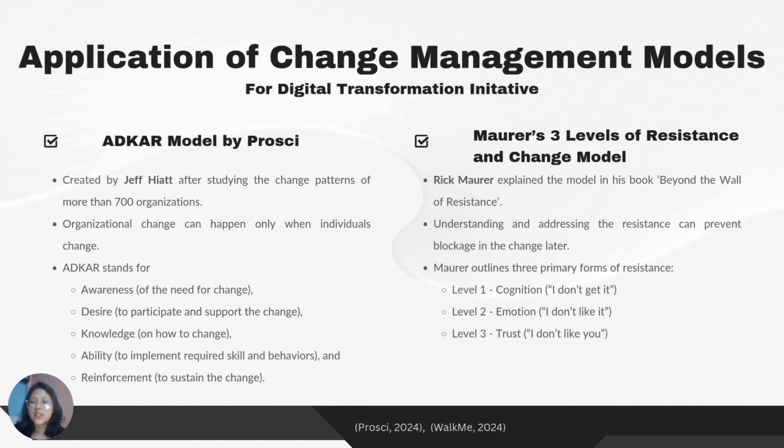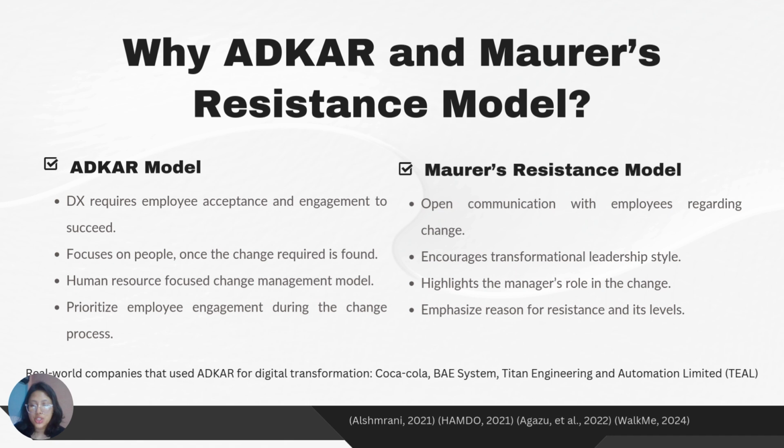ADKAR and Morris's three levels of resistance. ADKAR by Hiatt stands for awareness of the need for change, desire to participate and support the change, knowledge on how to change, ability to implement required skills and behaviors, and reinforcement to sustain the change. This model highlights that organizational change happens only when individuals change. The next, Morris model, divides resistance into three different levels: cognitive, emotional, and trust. It encourages active listening and preventing resistance before it becomes an issue.